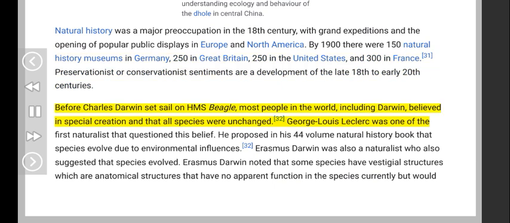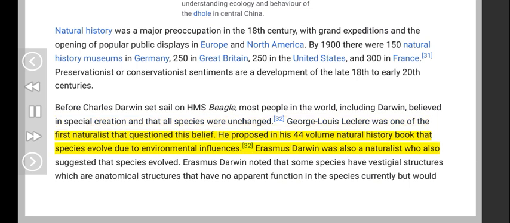Before Charles Darwin set sail on HMS Beagle, most people in the world, including Darwin, believed in special creation and that all species were unchanged. George Louis Leclerc was one of the first naturalists that questioned this belief. He proposed in his 44-volume natural history book that species evolved due to environmental influences.